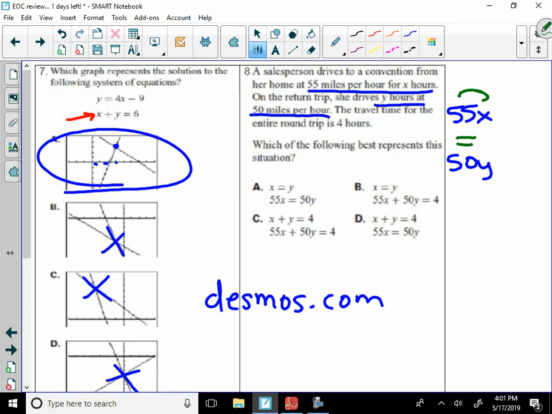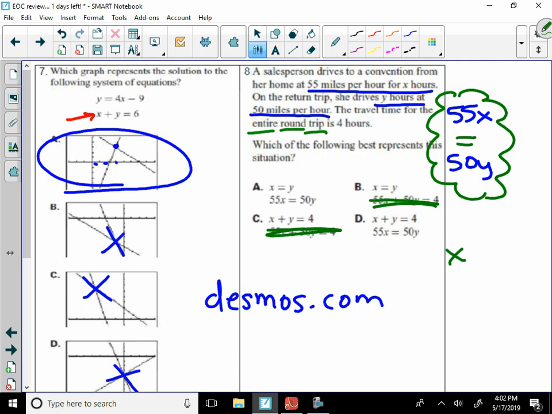So these two for this saleslady are going to be equal. It's just in the morning she got to drive really fast. In the afternoon she didn't get to drive so fast. So I'm going to cross this out. Nothing about 50 and 55 is equal to 4. But what it does say is that her entire round trip... if I'm trying to find the entirety of something, I'm going to count it all up. Sounds like adding, right? Add it all up. So X is her driving to the conference. Y is her driving home from the conference. We'll add those together, and it says on the round trip, so to and from, it took her 4 hours. So we're going to choose D as our answer.